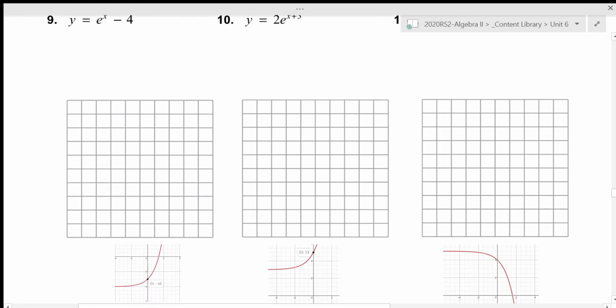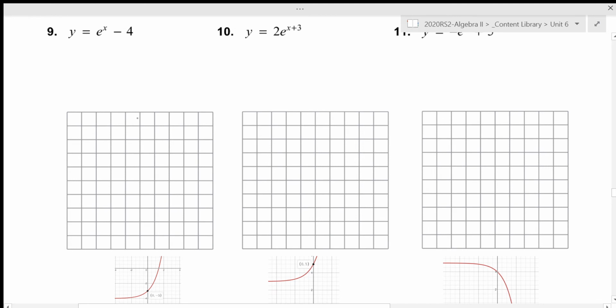If I wanted to graph e to the x minus 4, one of those nice points that the graph goes through is at 0, negative 3. That's because if you plug in 0 for x, you'll get 1 minus 4, which is negative 3. And then it looks like its asymptote is at negative 4. So I'm just going to draw a dotted line for the asymptote at negative 4, because the graph is going to approach that but never actually hit it. So there's a rough sketch of our exponential graph.